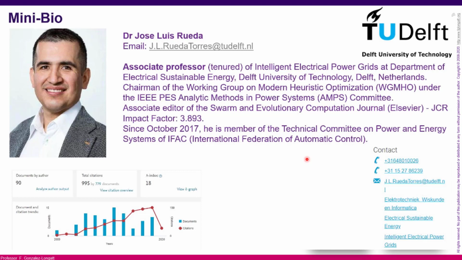A very short introduction about Professor Jose Luis Rueda. He is an associate professor with tenure at Delft University of Technology. He is associate professor of intelligent electrical power grids at the Department of Sustainable Energy at Delft, Netherlands. Also, he is the chairman of the working group on modern heuristic optimization under the IEEE PES Analytic Methods for Power Systems Committee. Also, he is associate editor of the Swarm and Evolutionary Computation journal, Elsevier, which has an impact factor of 3.893. And since October 2017, he is a member of the Technical Committee on Power and Energy Systems of the International Federation of Automatic Control.